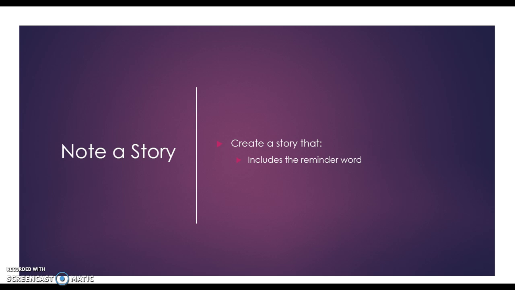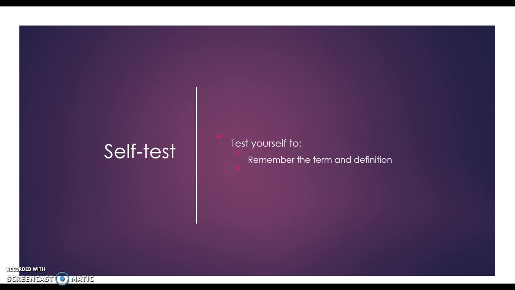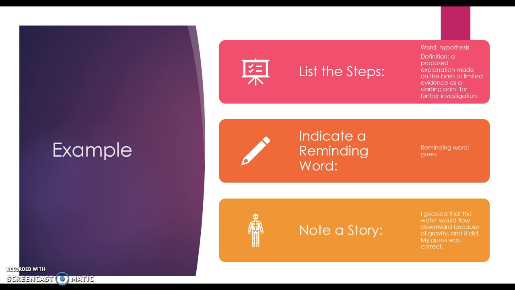The next step is noting a story. So you're going to create a story that includes the reminder word. And then in hand with that, you're going to create a picture. You'll draw a picture that helps the student remember the term and includes the reminder word as well. Finally, we'll do the self-test. This is just testing yourself to remember the term and the definition using the picture and the story and the reminding word.